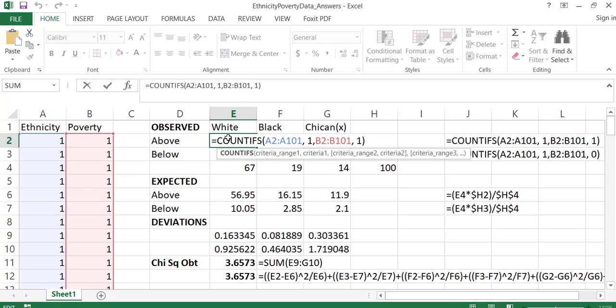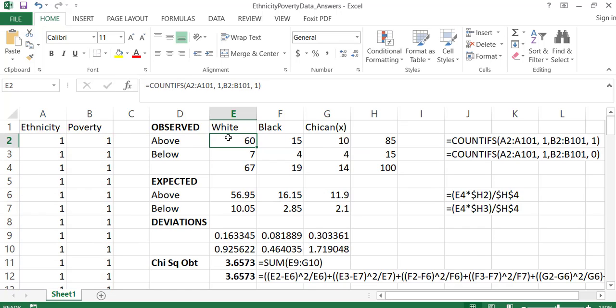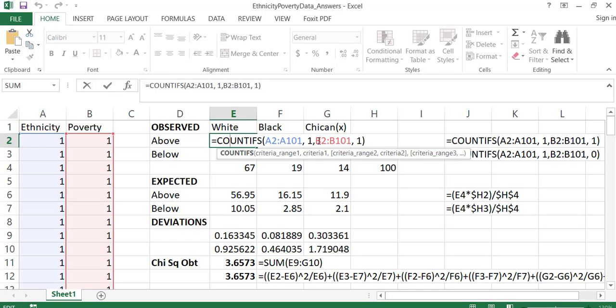Count those individuals if they also are above the poverty threshold. So 1 means they're above the poverty threshold, and 0 means they're below the poverty threshold. So we count those individuals, and we find that there are 60 individuals that are both white and above the poverty threshold.